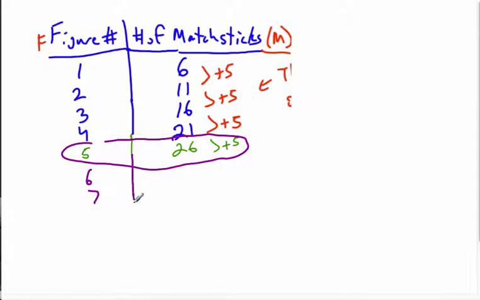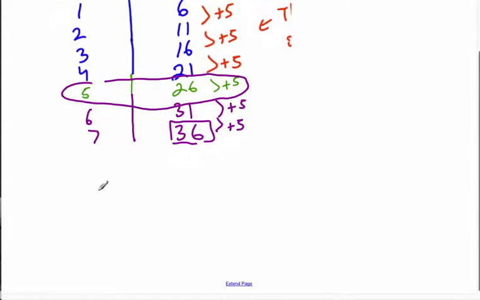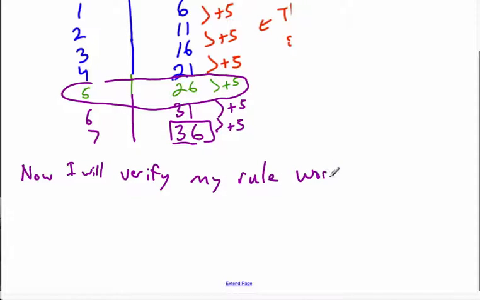So I'm going to try the 7th figure number. So according to my table, I should get 36. Okay. Alright, so now we're going to try to verify for the 7th figure number, right? So maybe you could say, now I will verify my rule works for the 7th figure.